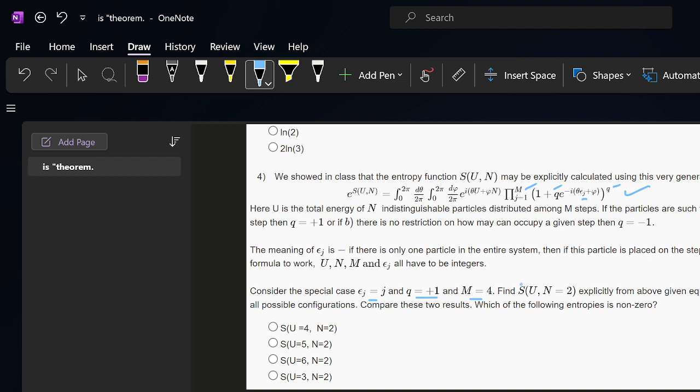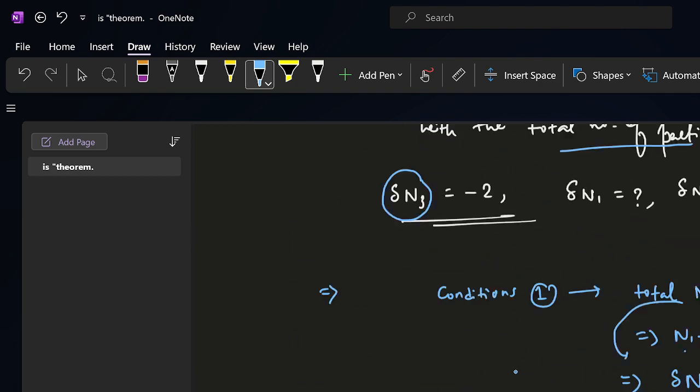Here also there is a q, and here there is an epsilon j that you have to replace by j, and write the same function again. Then you have to set the value of capital N equal to 2, that means you have been given two particles, and then you have to get the value of s. Basically you have to get the integral done, and then by taking a log from this exponential you can get the value of s, right? This is the main problem that is given here.